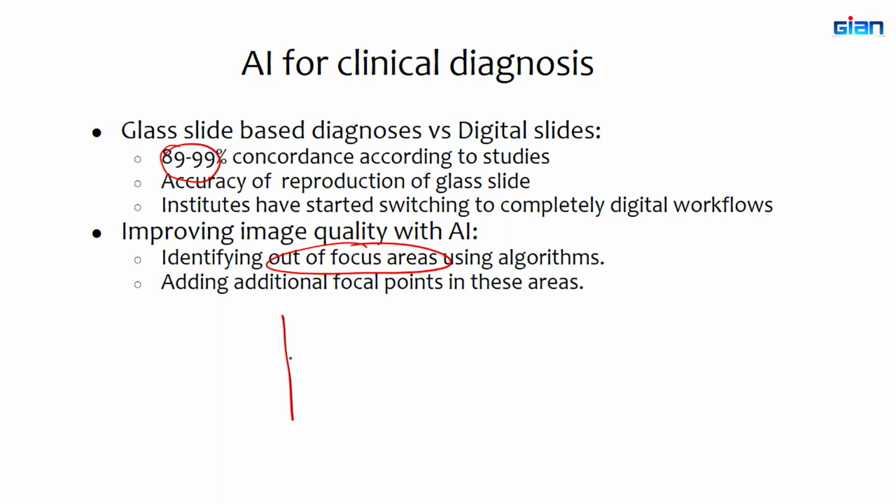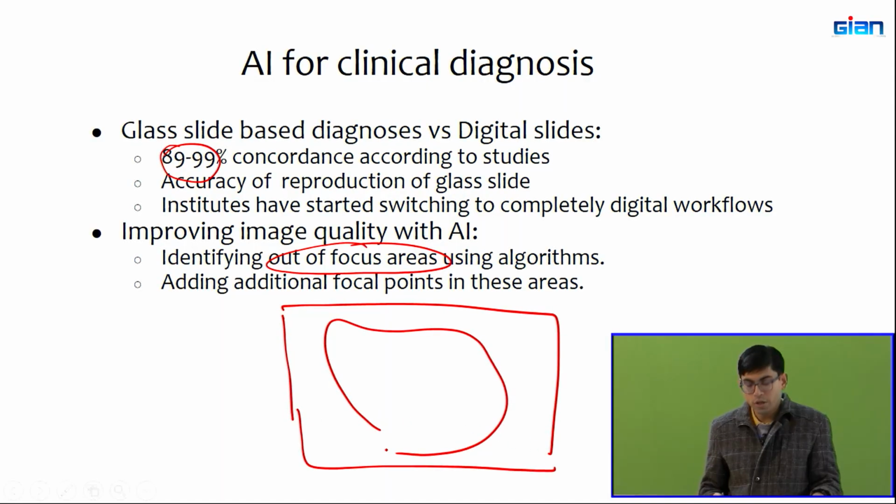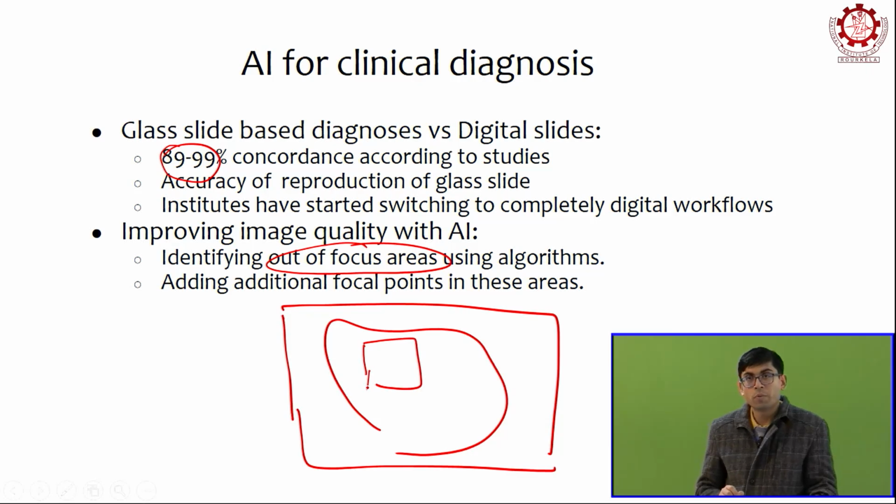And what might happen is, because of maybe tissue preparation issues or digitization issues, there might be certain parts of the image or the entire image that is blurred. Okay, so you have this whole slide image here, and for some reason you have certain parts of the image that are blurred. Okay. So, what's the simplest way to fix it?